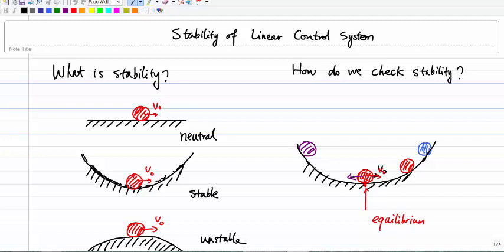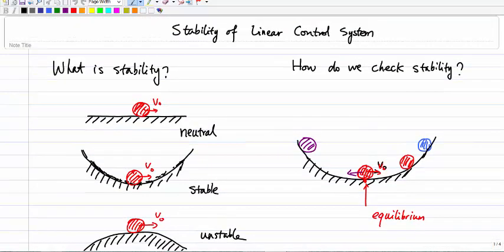One of the important properties we want to see for the control system is to ensure the stability. So what does stability mean here? Let me give you a very simple example showing what the stability of a control system is. I'll give you three different examples over here.